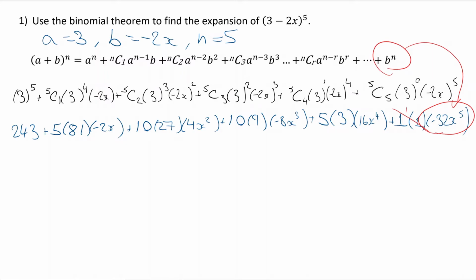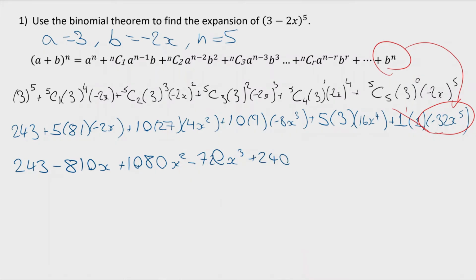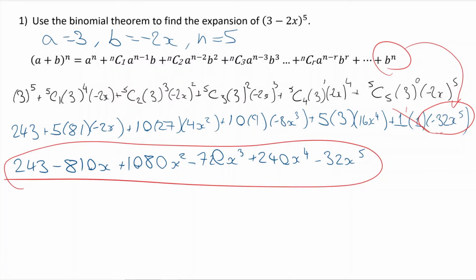And finally, simplifying everything for the final time, we have 243 take away 5 times 81 times minus 2x, which is minus 810x, plus 1080x squared minus 720x cubed plus 240x to the power of 4 minus 32x to the power of 5. And that's it. We have fully expanded this binomial expansion.